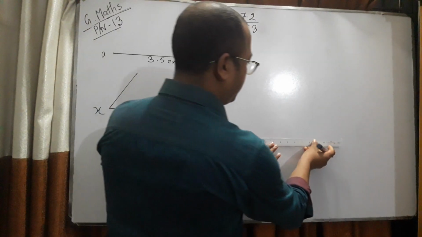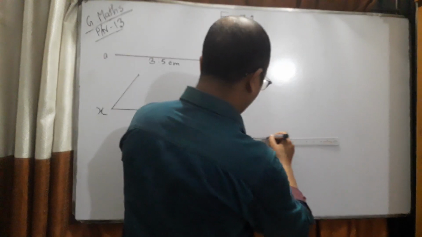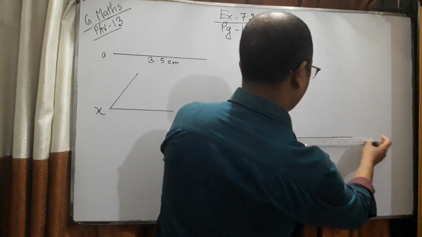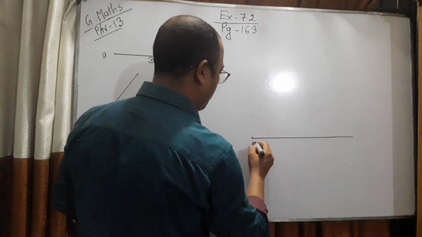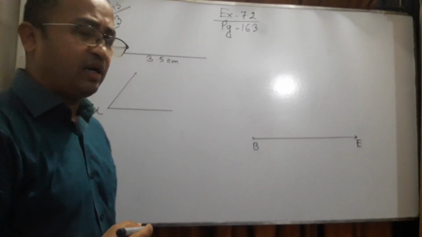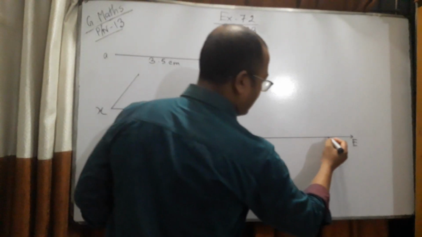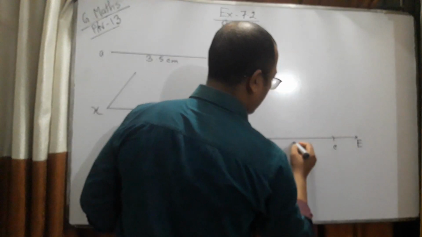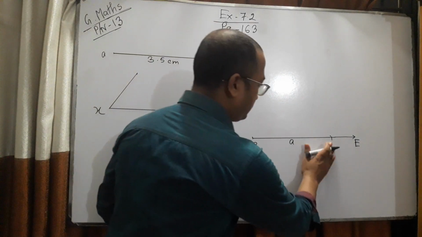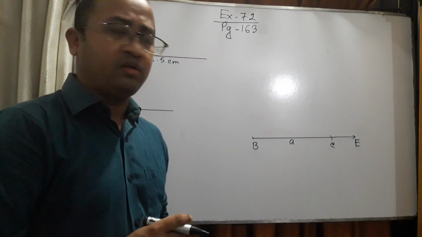Look at the board. At first, we draw a ray BE. This is the ray BE. From the ray BE, we cut BC equal to a. We take the measurement BC equal to a. I think all of you know how to cut a line equal to a line.